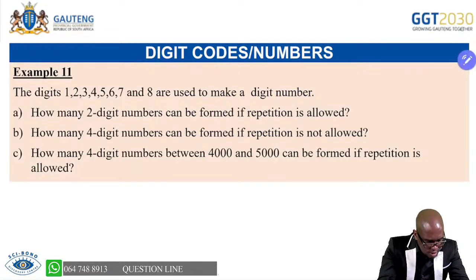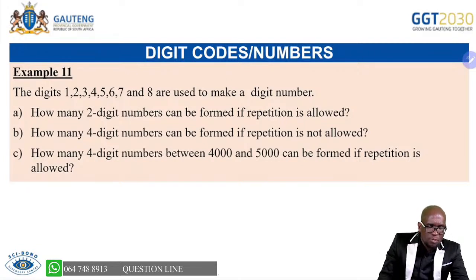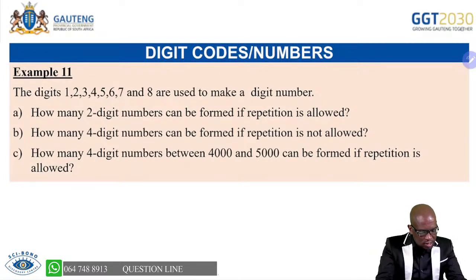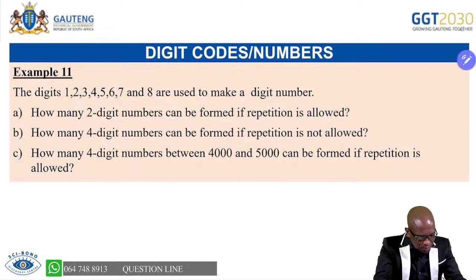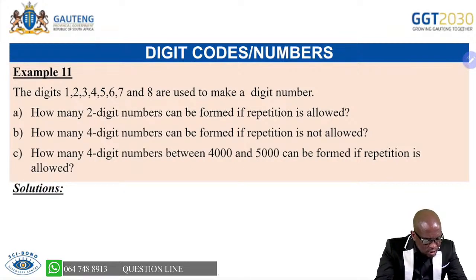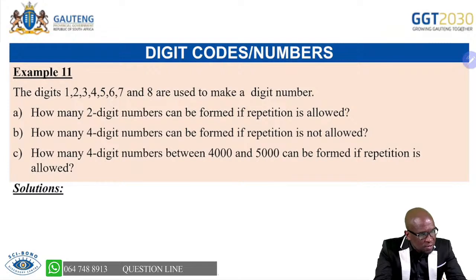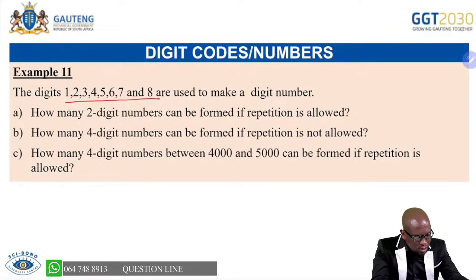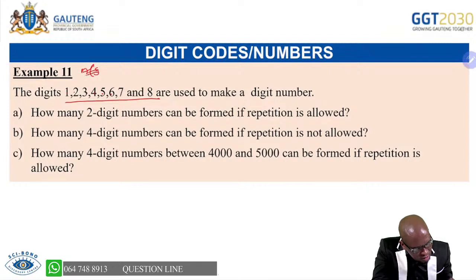Right. Moving on, let's look at the examples that we can actually look at when it comes to codes. How many 2-digit numbers can be formed if repetition is allowed? You are given the digits 1 to 8. So how many digits? 1, 2, 3, 4, 5, 6, 7, 8. So the number of elements in the sample space, we have 8 numbers there.